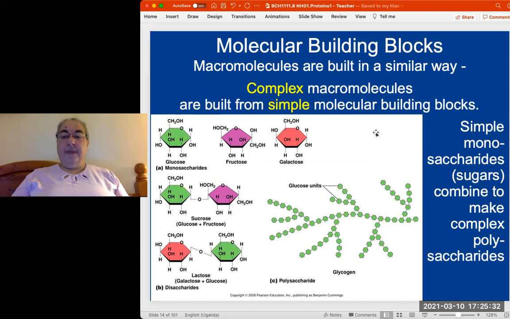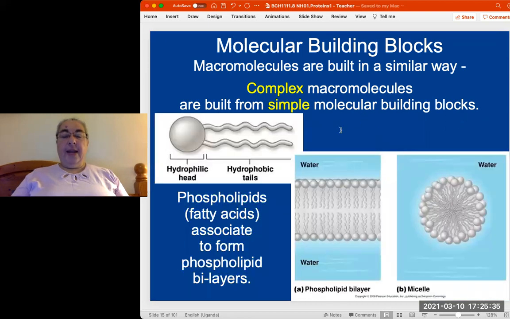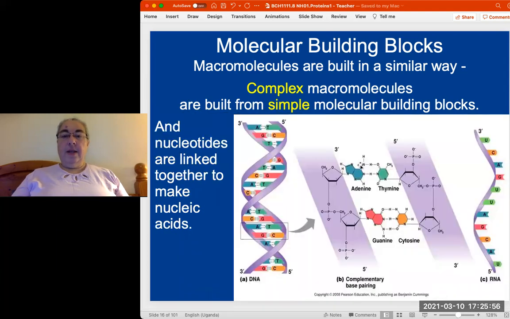And again, in a similar way, we'll be learning about lipids. For instance, in a biological membrane, many lipid molecules associate together to make the much larger structure of the phospholipid bilayer membrane. And nucleic acids, DNA and RNA, are built from the simple building blocks of nucleotides, again joined in long chains to make a complex structure which is actually able to carry information.